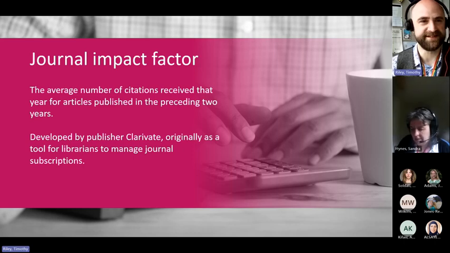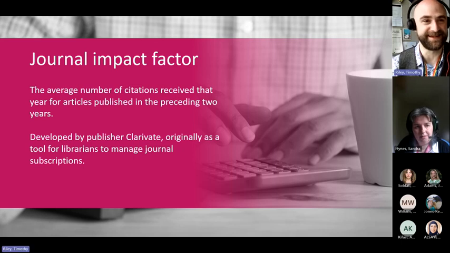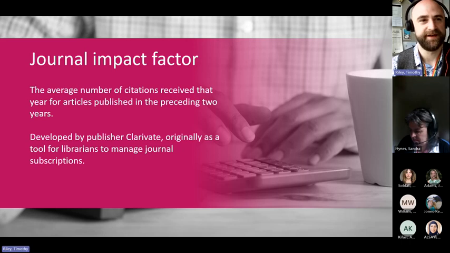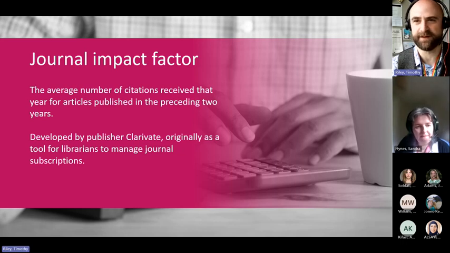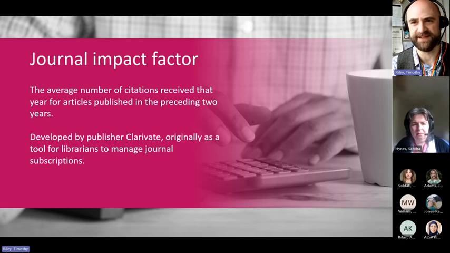So the way this is calculated, see if I can explain this in a way that makes sense, it's basically the average number of citations received in a given year for articles in the journal that were published in the preceding 2 years. So let's say the journal impact factor for 2023 for a journal, they would calculate that by looking at all the articles that were published in 2021 and 2022, and then they'd see how many citations those articles got in the calendar year of 2023, and that average number of citations will be the journal's impact factor for that particular year.